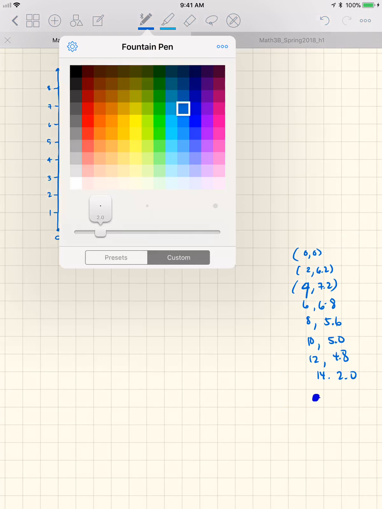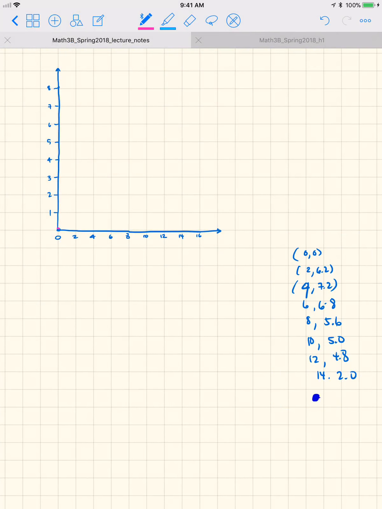Okay. So I've got my 0, 0, 2, 6.2. That's going to be my 6.2. 4, 7.2. 6, 6.8. 8, 5.6. 10, 5.0. 12, 4.8. 14, 2.0. And then, of course, 16, 0. So we're back to 0.